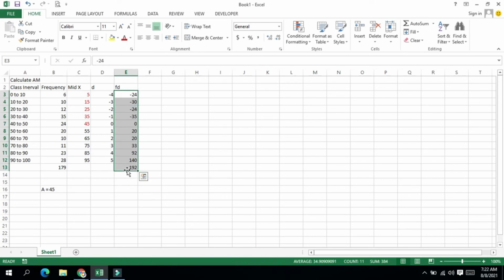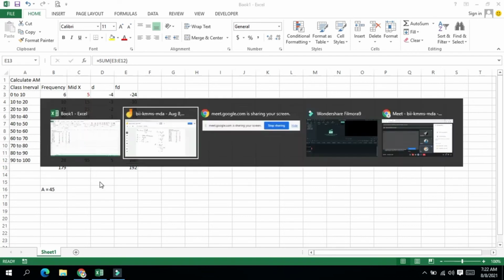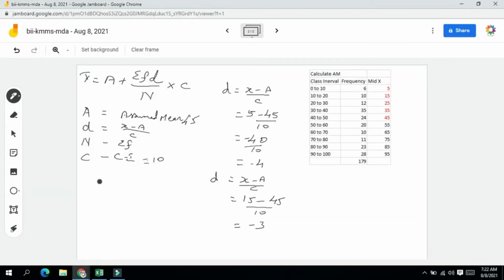First add all the plus numbers. Add all positive numbers, you will get 305. Then add all negative numbers, minus 133. So 305 minus 133, you will get 192. So we got summation fd is equal to 192. Check whether we have all the values to substitute in the formula. We know a is 45, fd is equal to 192, N is equal to 179, c is equal to 10. So I think we got all the values. Now we are going to substitute these into the formula.